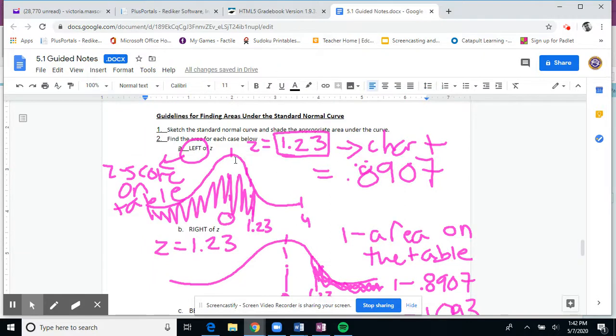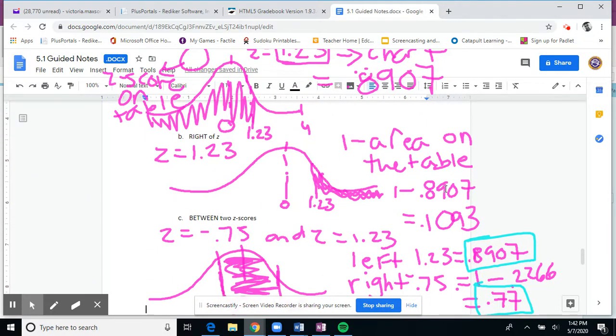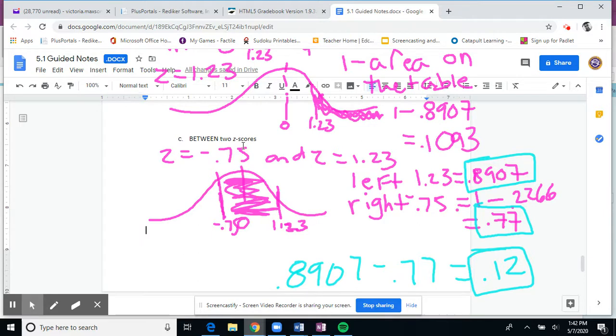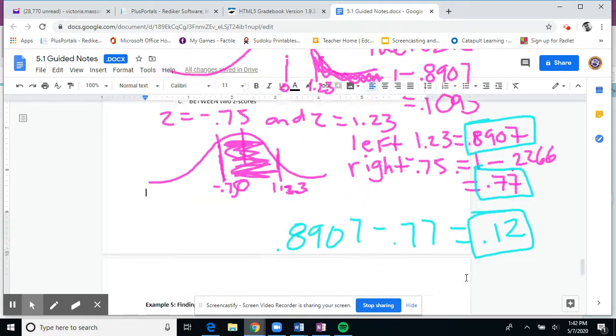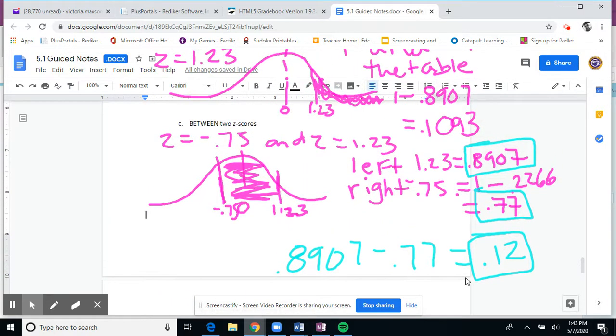So just to recap, for sketching to the left, you find the z-score on the table. For sketching to the right, you do 1 minus the z-score on the table. For sketching between, you take the bigger number and find that z-score on the table, you take the smaller number and do 1 minus that z-score on the table, and then you subtract them both. So if we are looking for between, subtract the two areas.